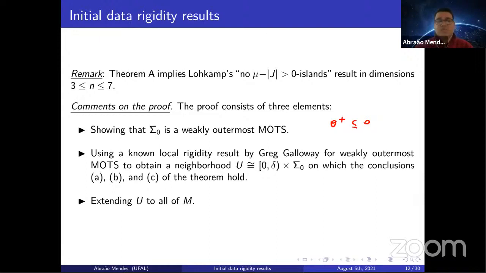After that, we use a rigidity result by Greg Galloway for weakly outermost MOTS to obtain a neighborhood of the boundary sigma naught on which the conclusions A, B, and C of the theorem hold. Then finally, we extend this neighborhood to all of the manifold M. Okay, that's the idea of the proof.